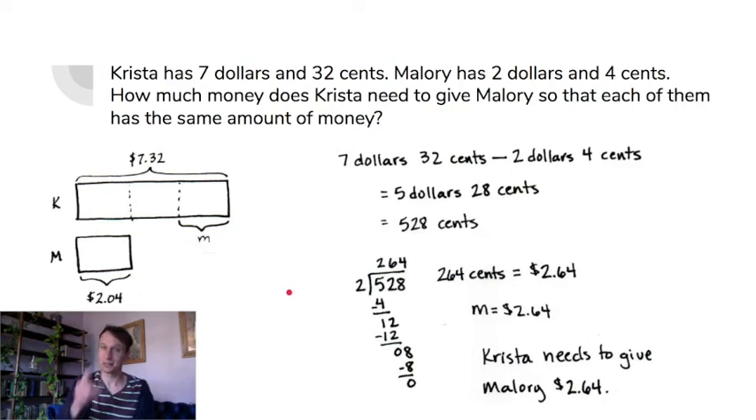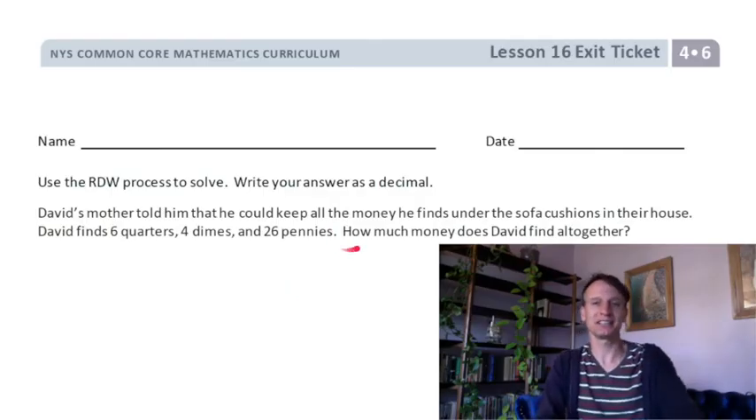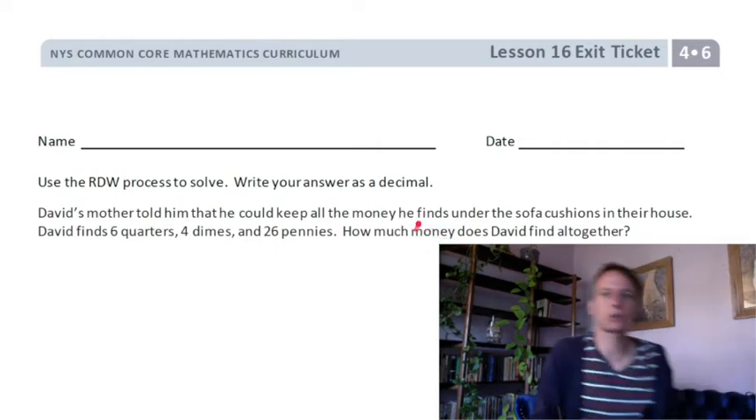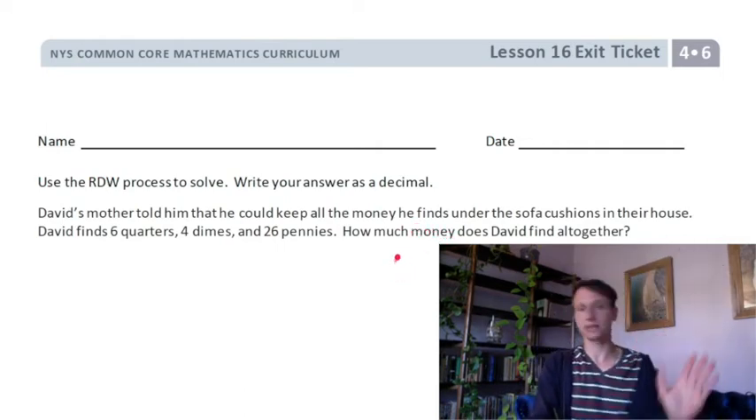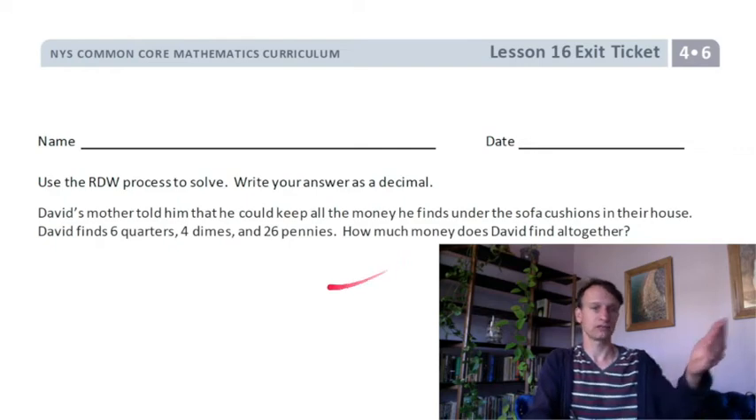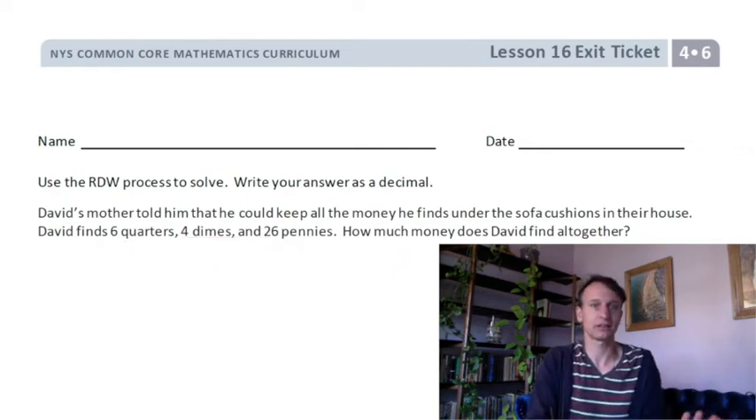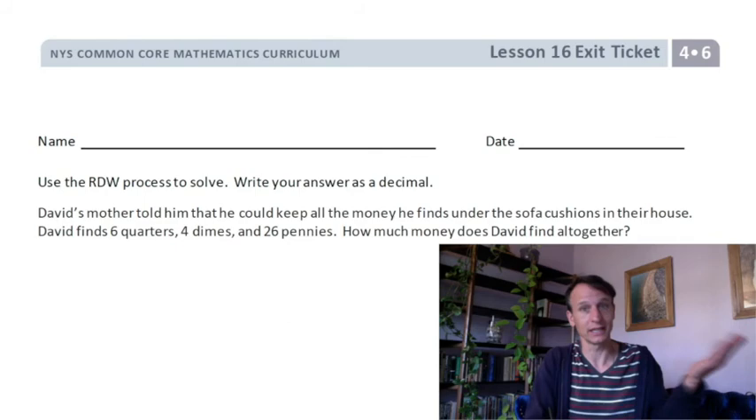Well, you'll be glad to hear it was the last one. So here is the exit ticket. It just has one question, and this is a very straightforward one. He finds this much money. How much is it altogether? That's it. I mean, that's like, boom, done.